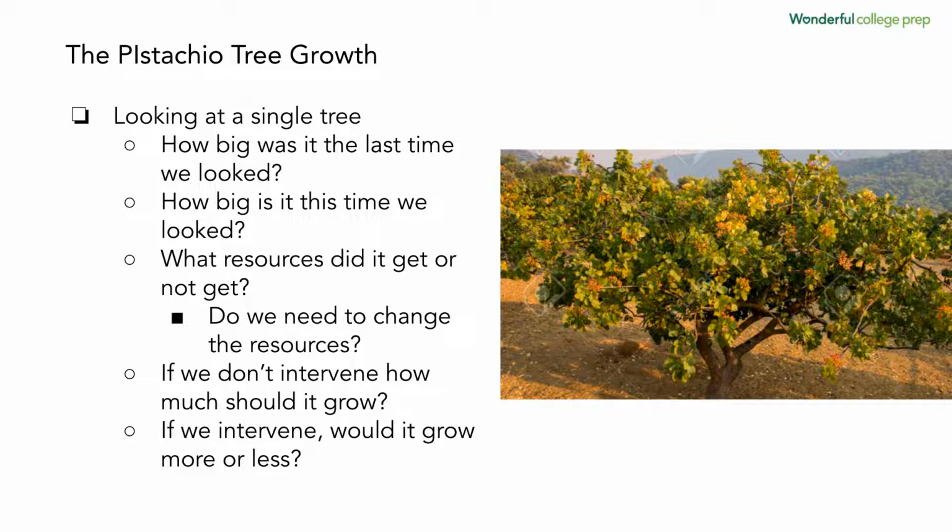And if we're seeing that the output from that tree is dropping, we're going to start determining what interventions are needed so that we can continue its growth and continue its production. And then we also have to balance, if we intervene, will certain interventions produce more growth, or could they actually hurt the growth? Those are conversations we might have around the single tree.